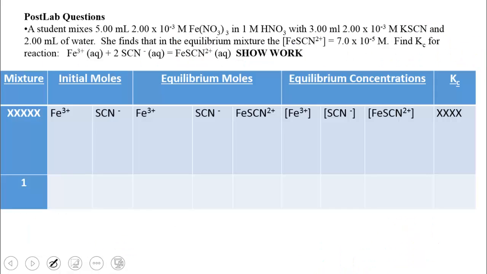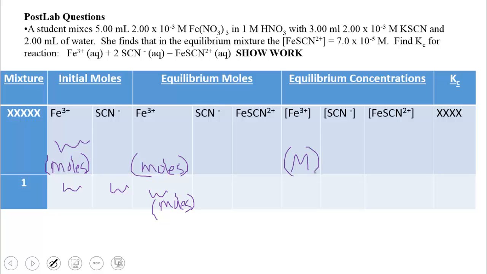Now, in your post-lab questions, you can show your work directly onto the page from the lab notebook. So you can be writing your answers in here. Just make sure that everything in this column will be in moles. Everything in this column will be in moles. Otherwise, you're going to have to write moles every time that you do this within the box. Over here, make sure you're telling me these are in molarity. So show your work.